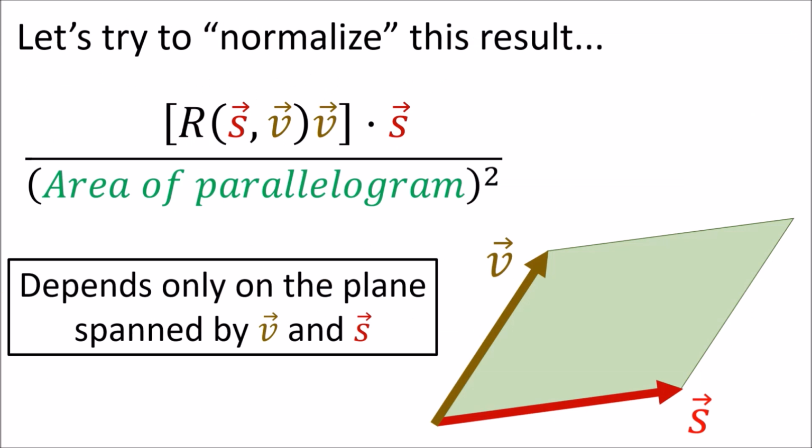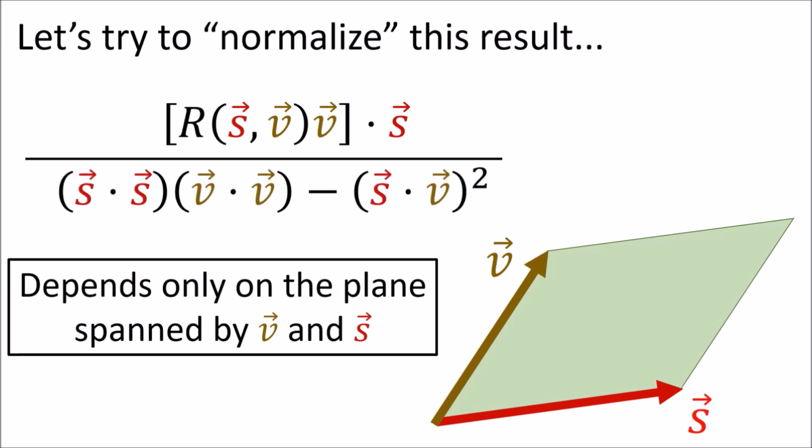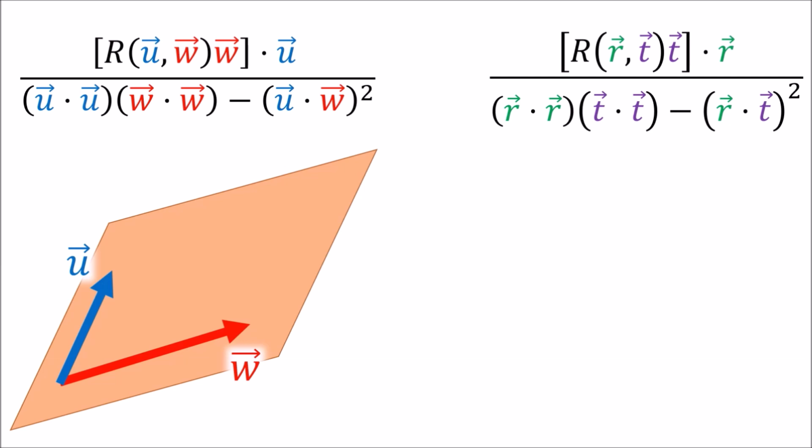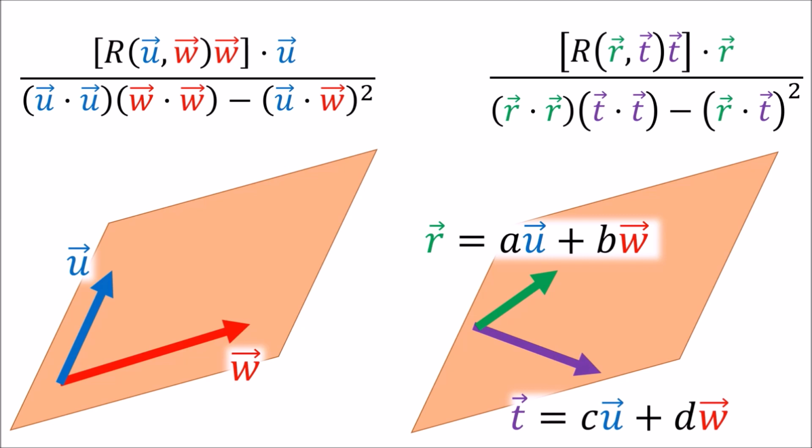So now that we've discovered this formula, we now know the formula for the square of the area of the parallelogram formed by S and V. So this normalized formula doesn't depend on our choice of the S and V vectors. It only depends on the plane that S and V live in. In other words, if we use this formula on the vectors U and W, which live in this orange plane, and then evaluated the formula on another two vectors, R and T, which are linear combinations of U and W, and therefore live in the same orange plane, the results of these two formulas would be equal.